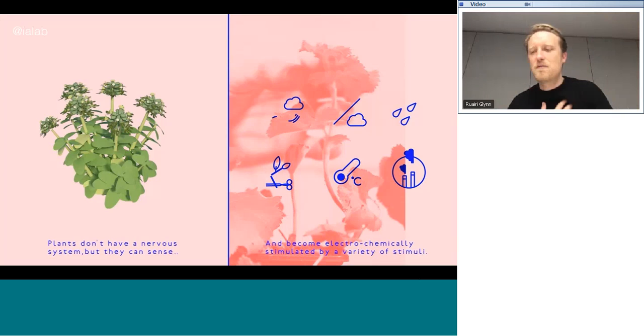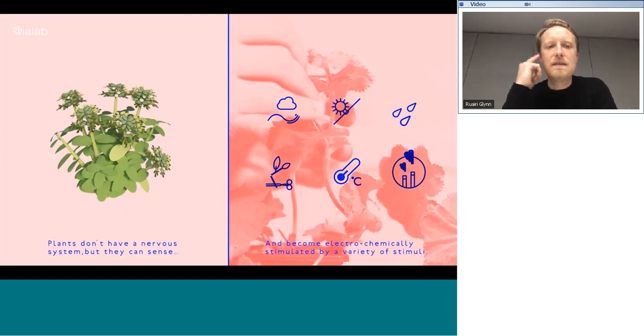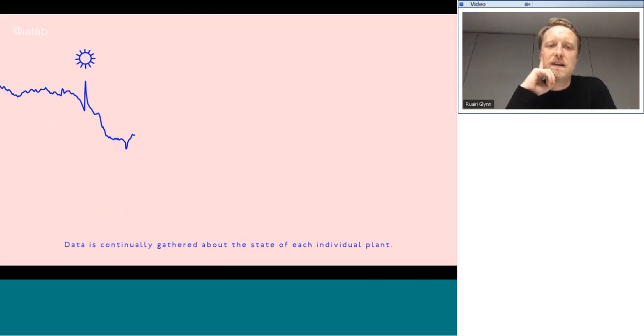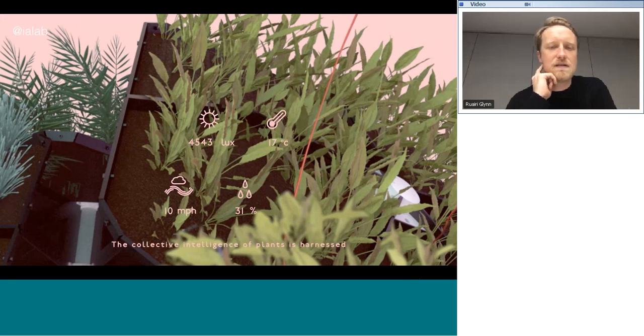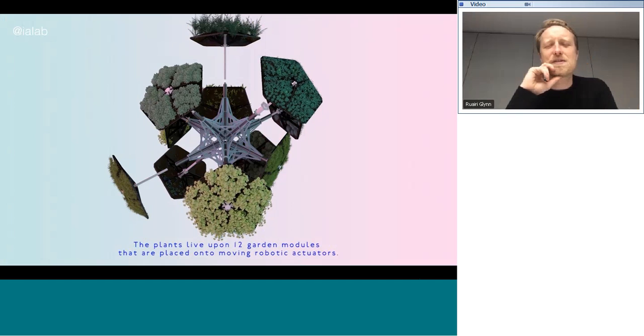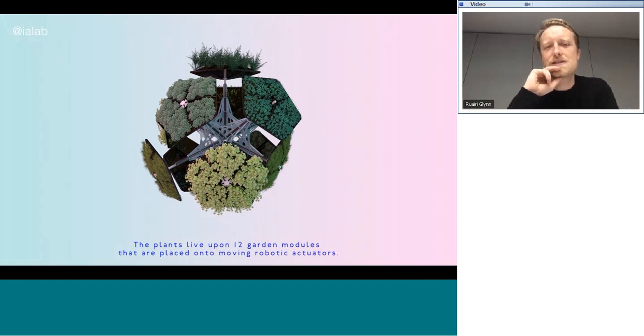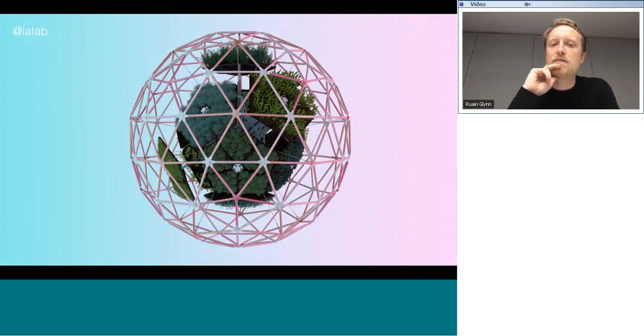This is a robot that I'm quite proud of. This is work with the students. This is a garden. Plants have not got a nervous system, but they can be electrophysiologically measured. And so we were able to measure those plants' states and use those to actually control a robotic rig.